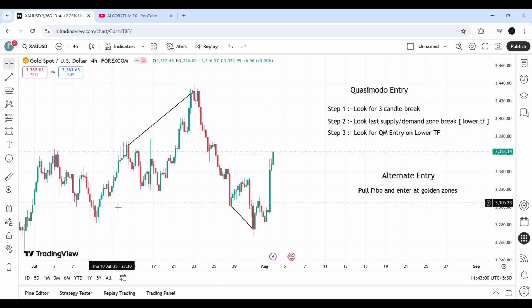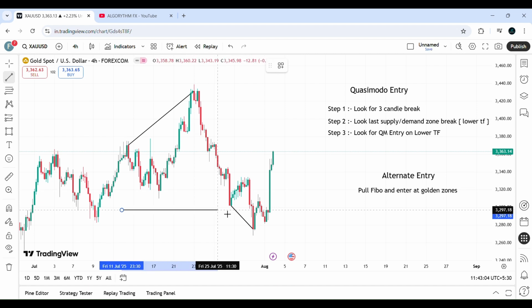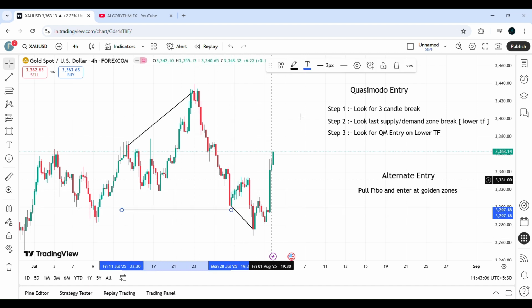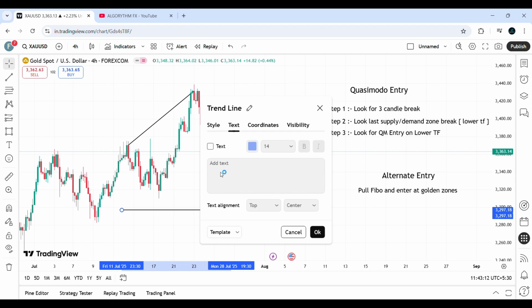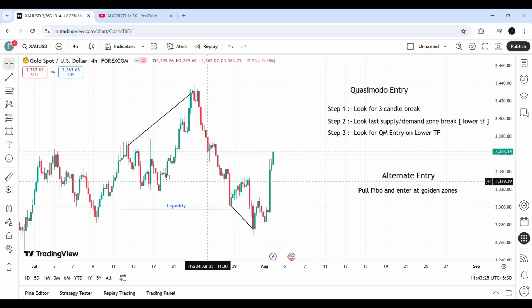You want to see liquidity taken. All of this liquidity from here to here has been taken by this move right over here. Let's just type liquidity. Liquidity. All of this liquidity was taken by this movement right over here.